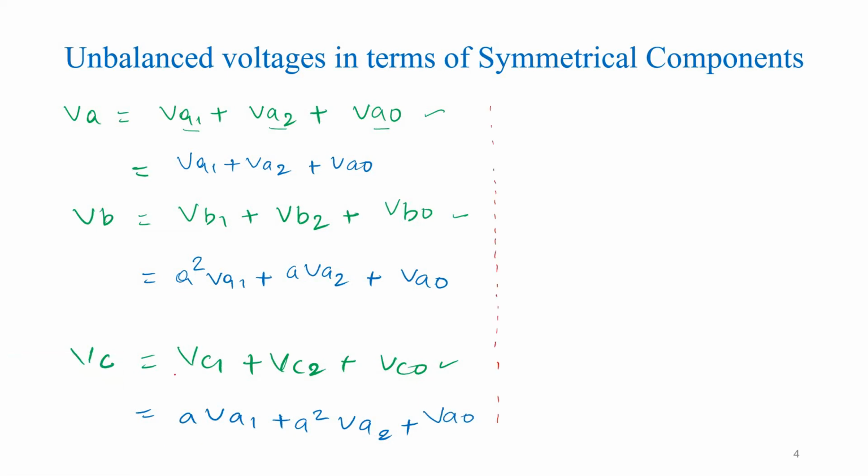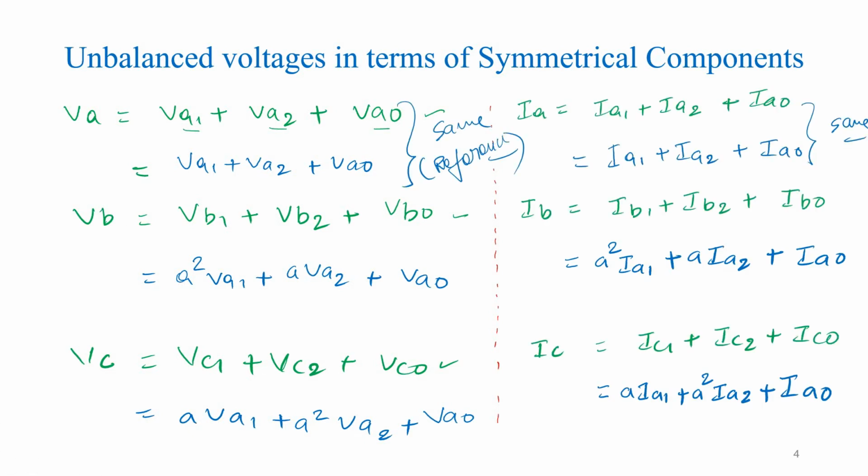If you want to represent in terms of current, we just have to replace the voltages by currents. That's it. So now you can see we can get the current just by replacing the voltages by currents. And if you see here, for phase A, the first two equations are the same, whether it is current or voltage. Why? Because we are considering phase A itself as the reference phasor, so there won't be any difference between these two quantities.